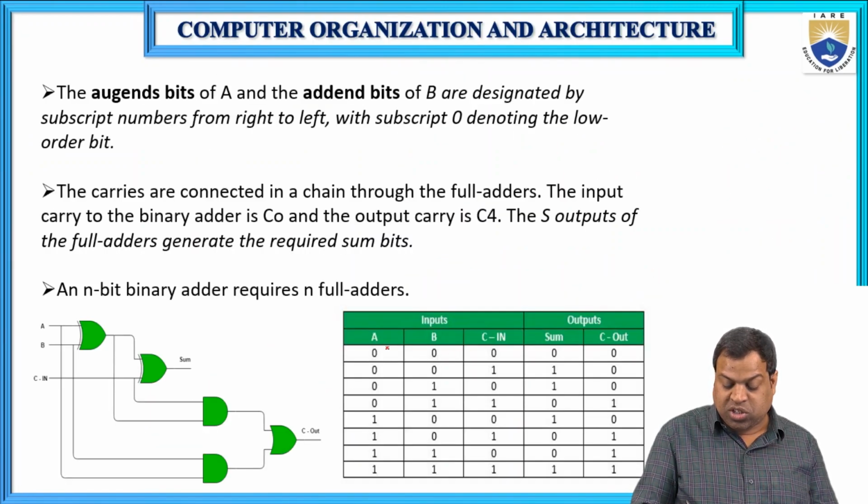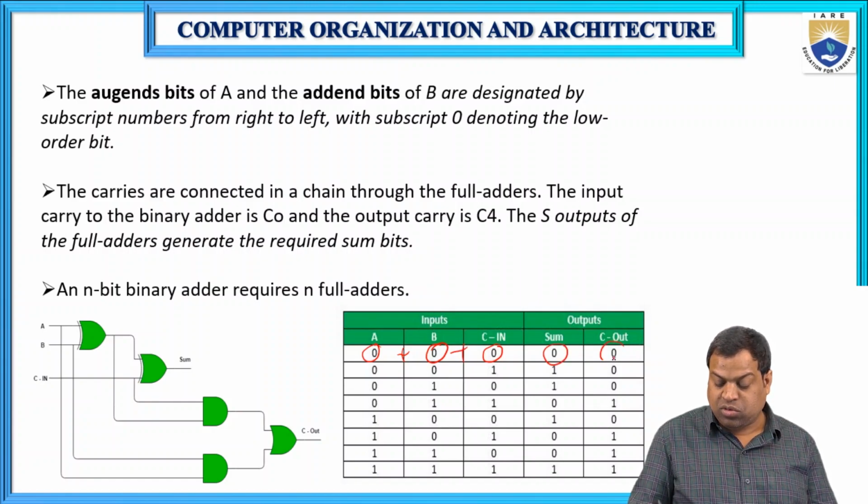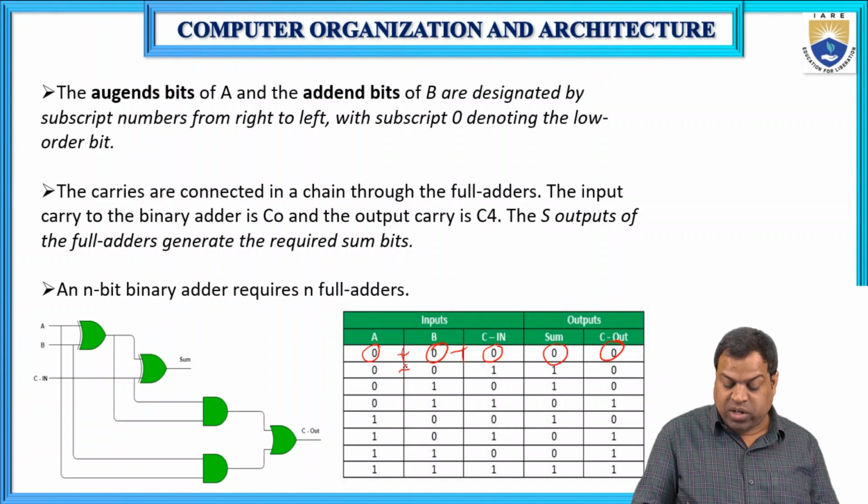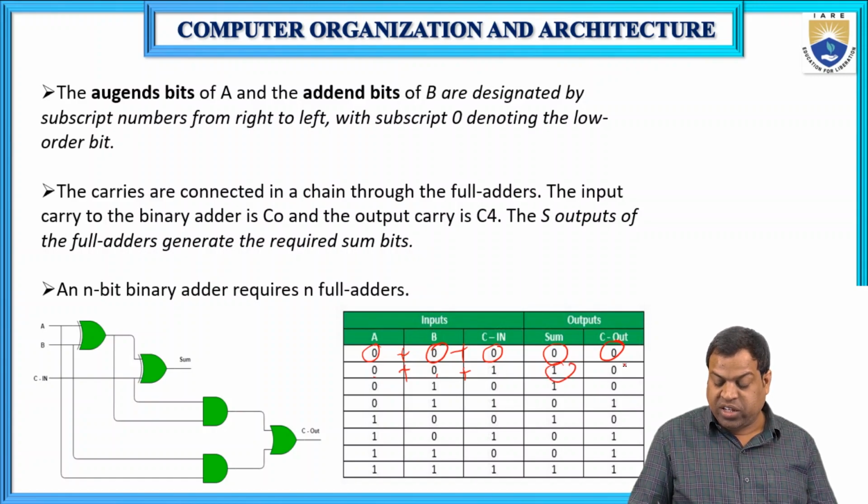Here, how many inputs are there? Now, suppose A equal to 0 and B equal to 0. If there is no carry, that means A plus B plus 0 carry. Sum, is there any carry? No. Here A equal to 0 and B equal to 0. If any carry will be there, that means 0 plus 0, 0. 0 plus 1, 1. Is there any carry? No. 0 plus 1 plus 0, how much? 0 plus 1, 1. 1 plus 0, 1. No carry.